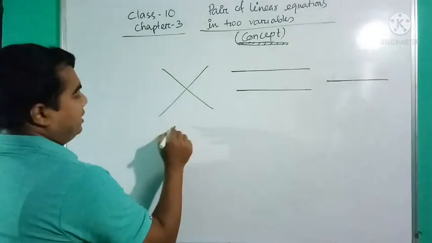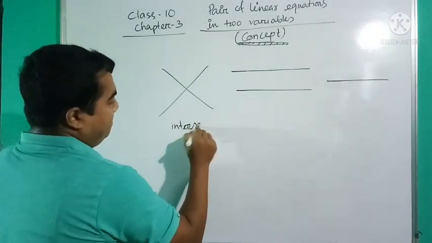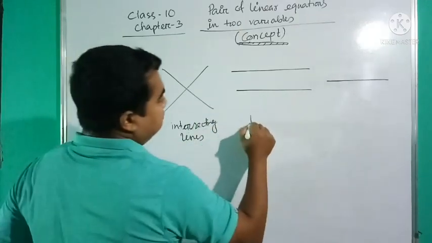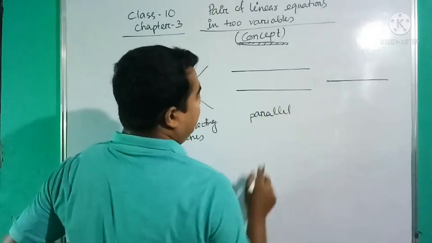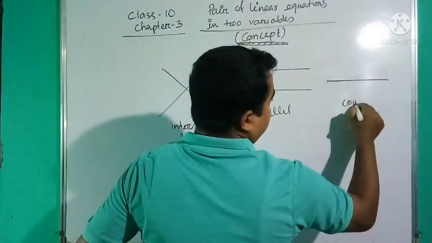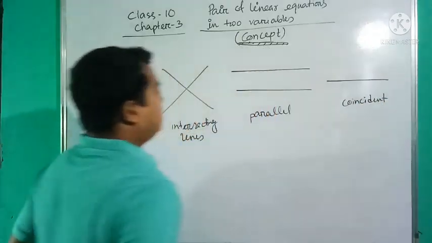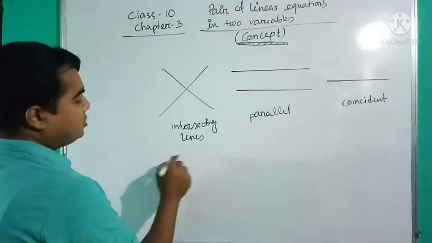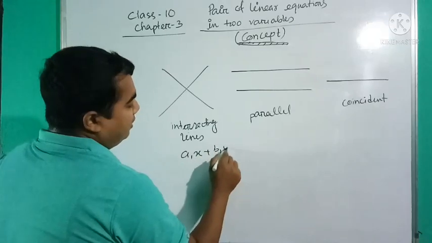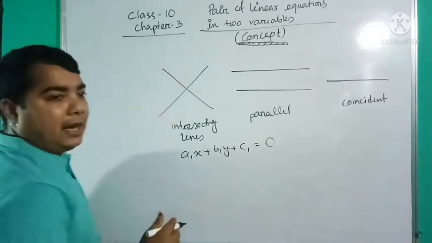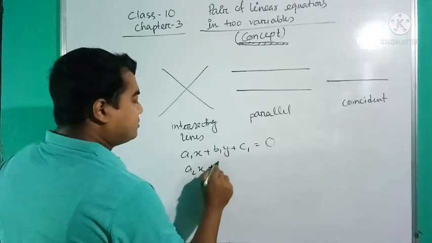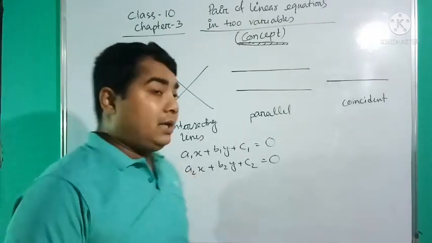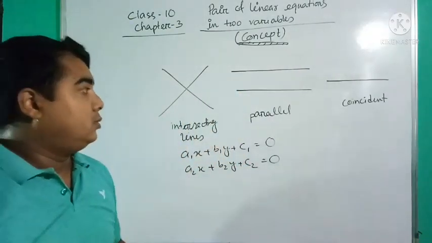It is called intersecting lines, parallel lines, and coincident lines. If two equations, as I already said, a1x plus b1y plus c1 equals 0, and the second equation a2x plus b2y plus c2 equals 0. Now these two equations will intersect at one point, or be parallel or coincident. That is the question.